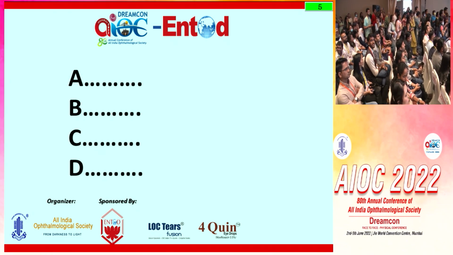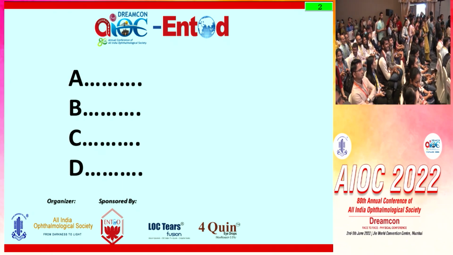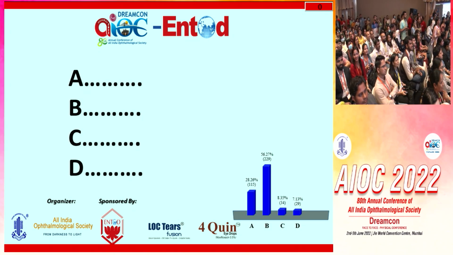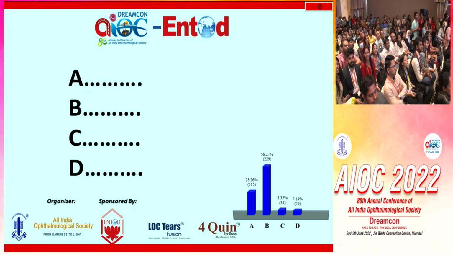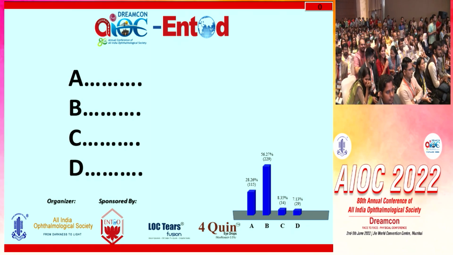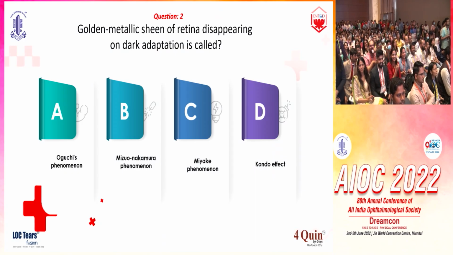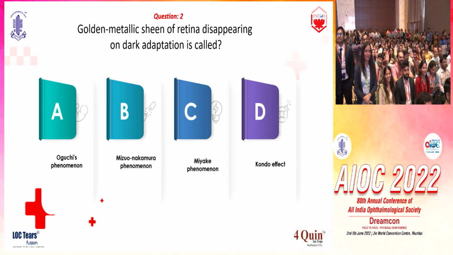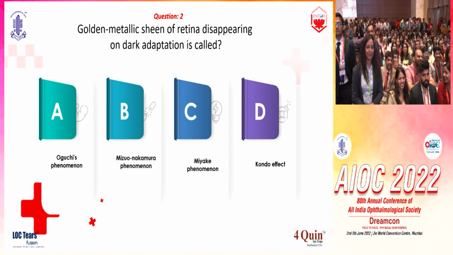It's the golden metallic sheen which disappears. And 56% of you thought that it was B, and the correct answer was it Oguchi's or Mizuo-Nakamura or Miyake or Kondo?